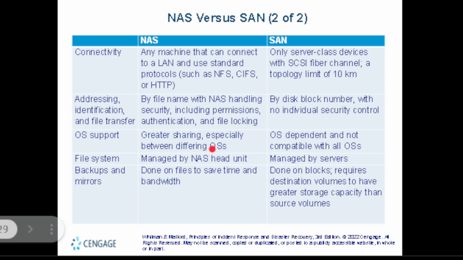Network attached is more compatible with operating systems. This is more operating system dependent, may not be compatible. So the machine providing the storage area network is probably only compatible with the same operating system machines. The file system is managed by the network attached storage, what they call the head unit. Here it's managed by servers. Backups save time and bandwidth because they're going over your network attached storage. Here, they're done in blocks, requires higher capacity, more dedicated storage devices.